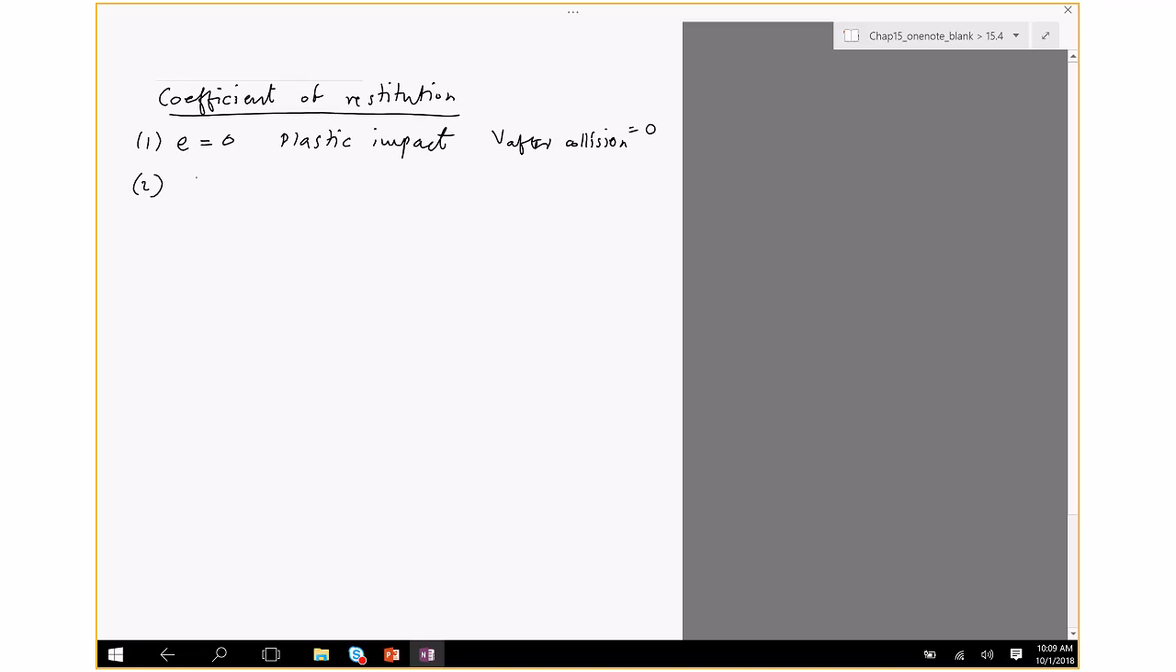E equals 1 is the other extreme case, where if you drop a ball and it springs back to the same height, which means that it approached with the velocity v, it shot back with the same velocity. It's called elastic impact. Okay, and we know that most of the time it's not E equals 0 or 1. It's typically between 0 and 1. This is called an inelastic impact.